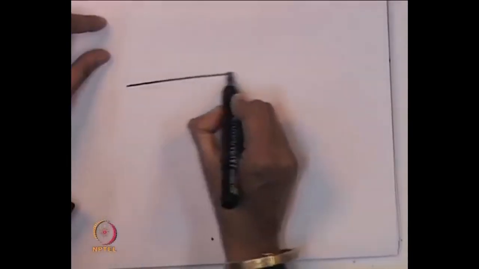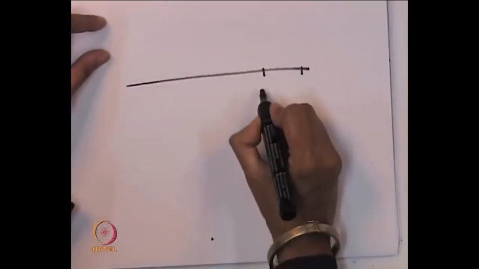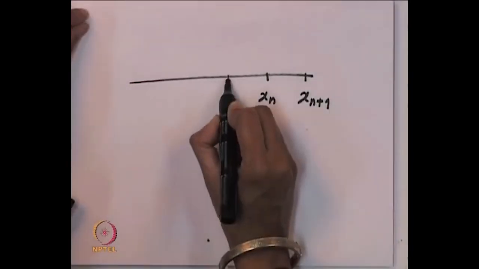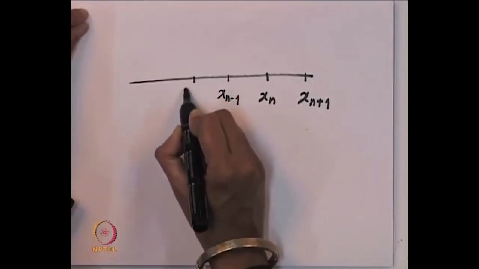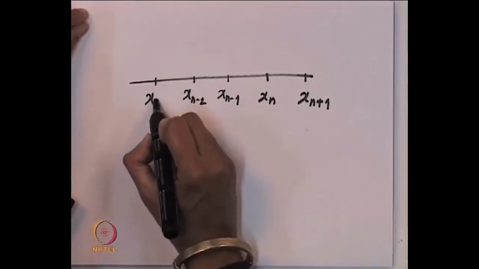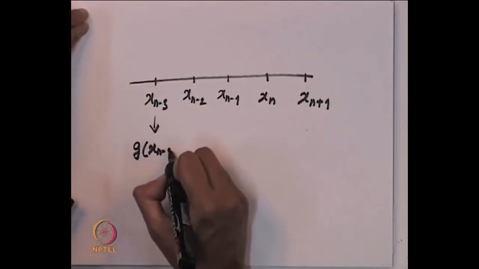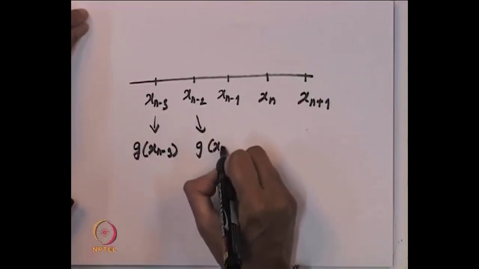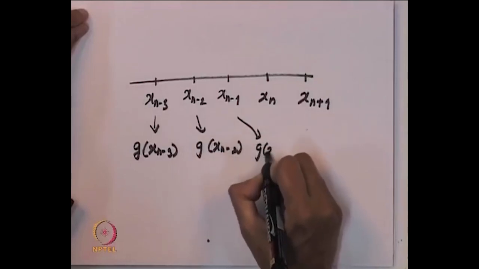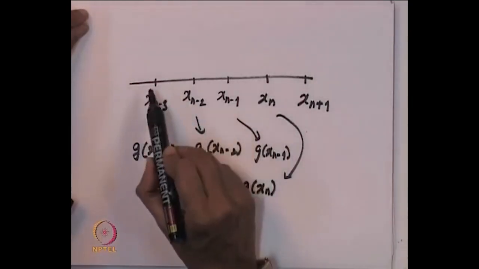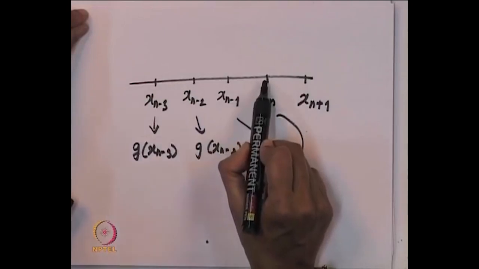What we do is, we go outside of our interval of integration. We are integrating over x n to x n plus 1. So, you consider x n minus 1, x n minus 2, x n minus 3. So, look at g of x n minus 3, g of x n minus 2, g of x n minus 1, and g of x n. Fit a cubic polynomial based on these 4 points.